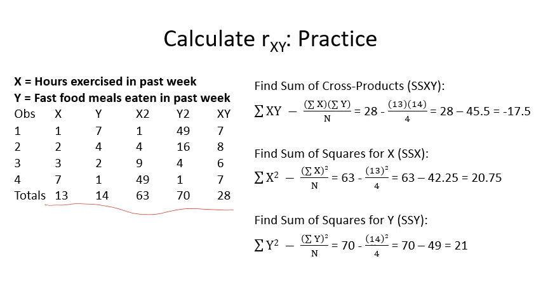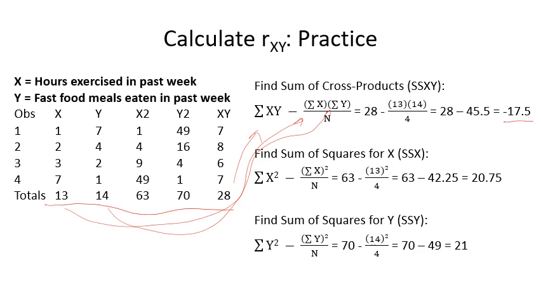So the sum of cross products is the sum of x, y. So it's that 28 there. The sum of x, which is 13. The sum of y, which is 14. And n, which is 4. You plug those in, and you get a sum of cross products of negative 17.5.